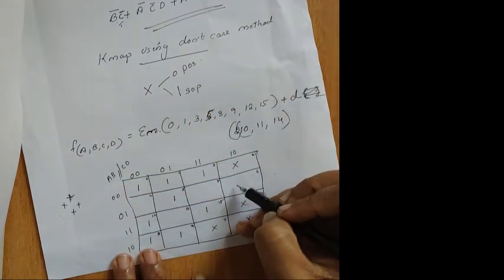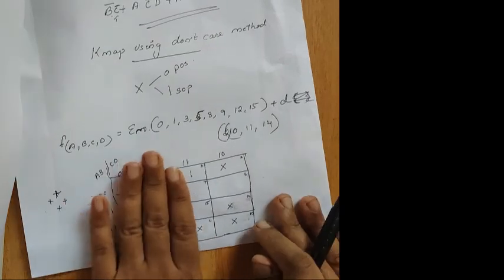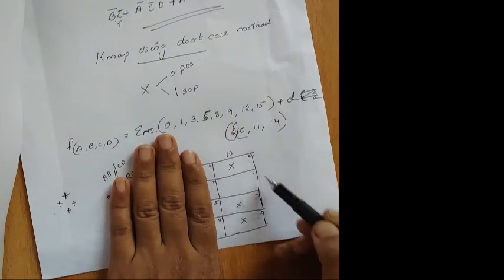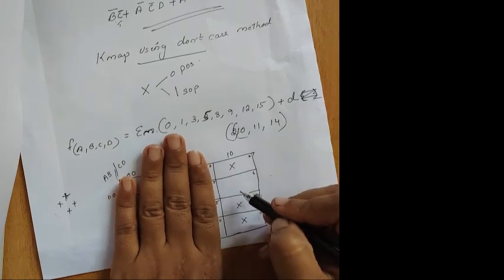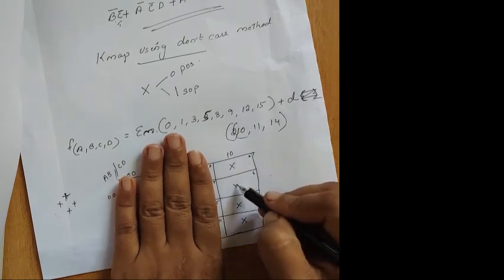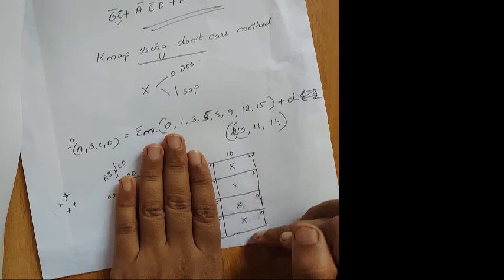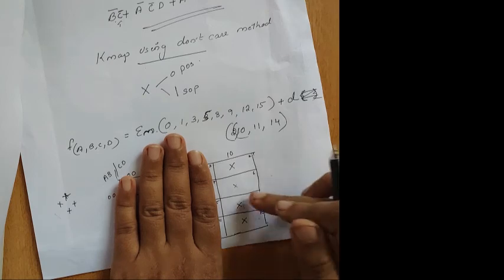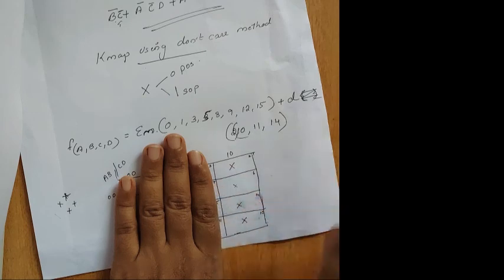If a don't care is standing alone, for example if I'm giving an X over here, you might think you can go for a 4-bit group, isn't it? But you can't do that. You can't group all the X together. There should be at least a 1 over there. Then only you can go for the grouping. Hope you understood. Without a 1 inside the X terms, you can't group.